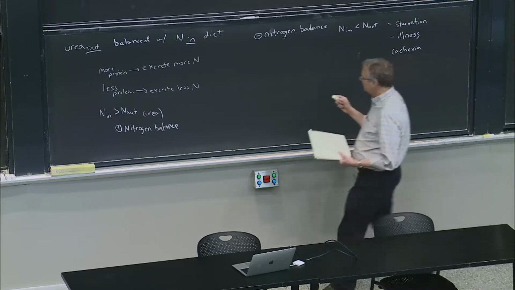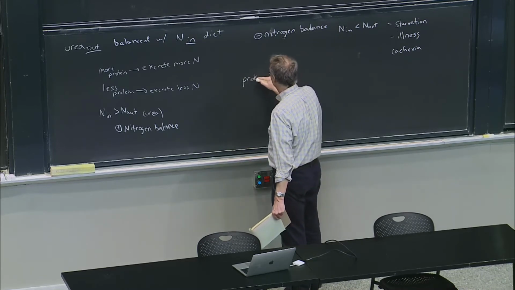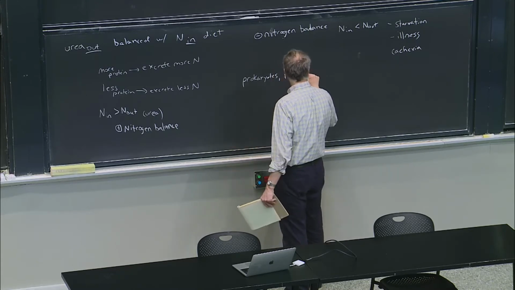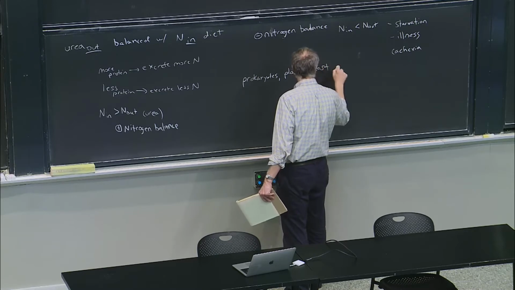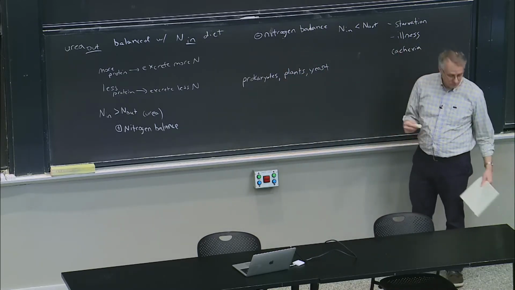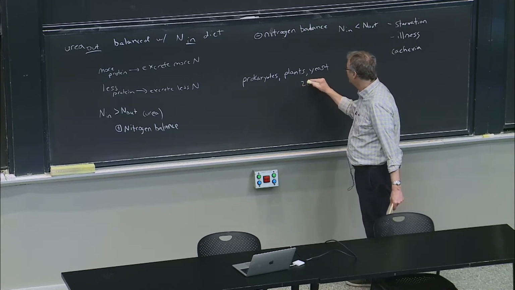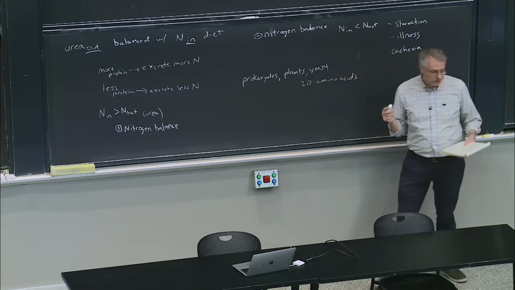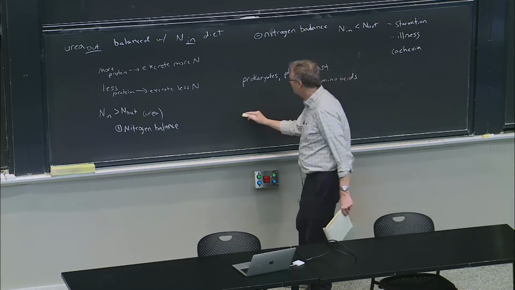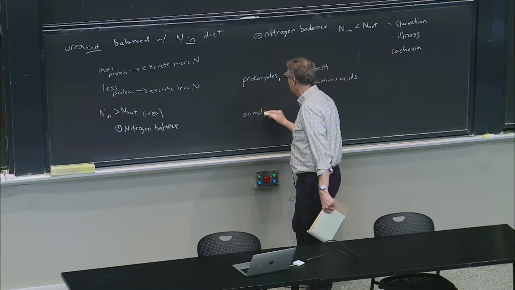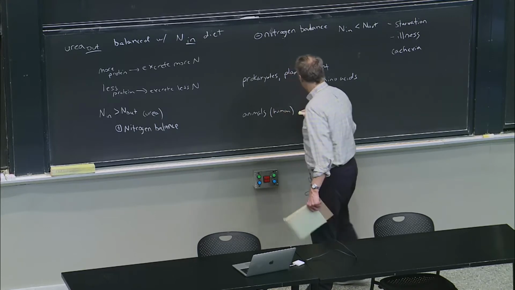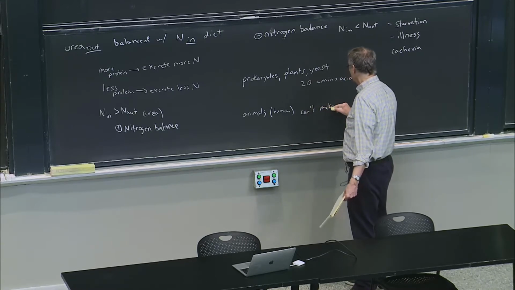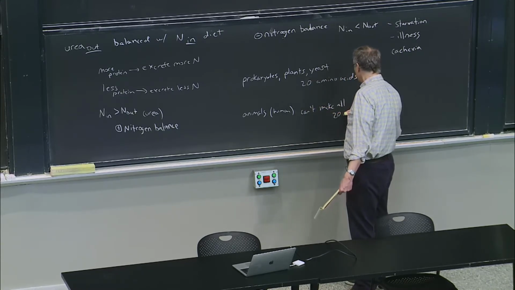Why is that? Well, it's because prokaryotes, plants, yeast, many organisms, can make all 20 of the amino acids that are required to build protein. But it turns out that animals, including humans, cannot make all 20 amino acids.